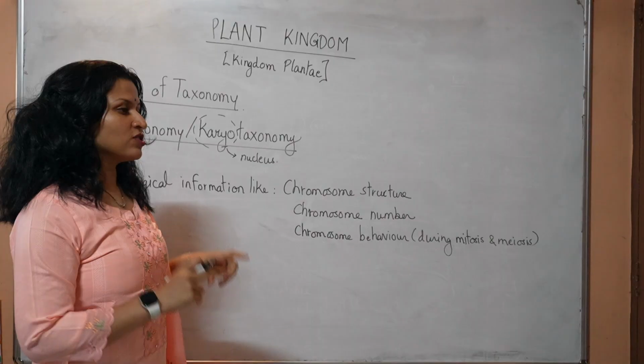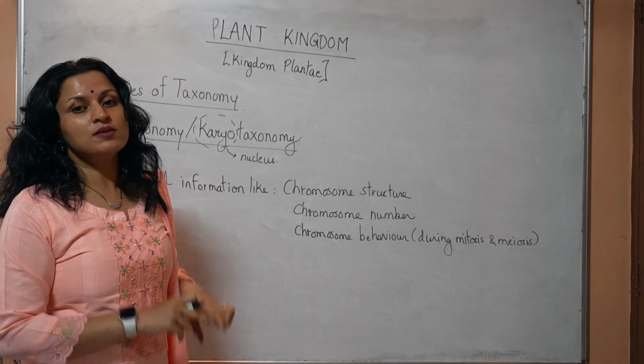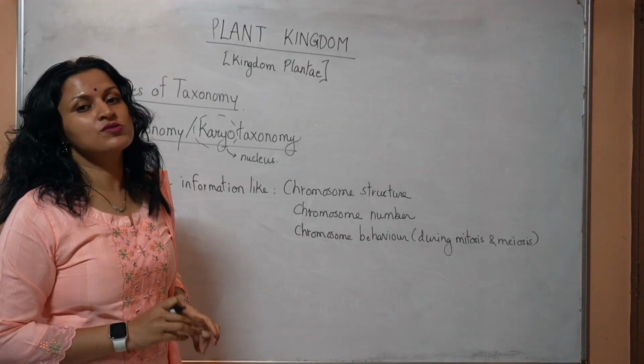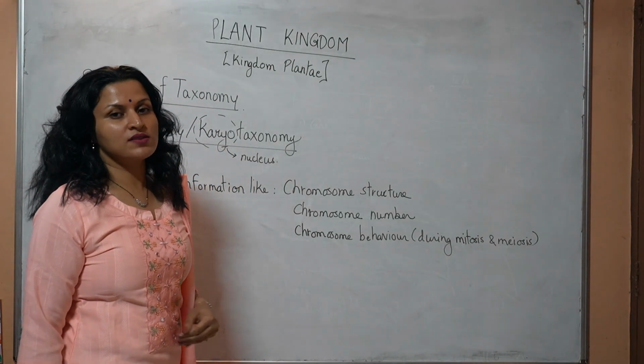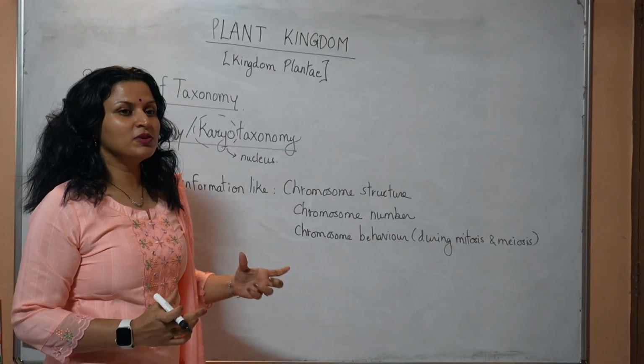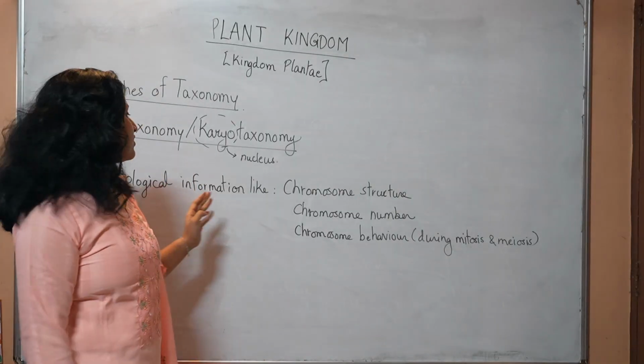The chromosome structures, chromosome numbers of closely related species will be similar and they will behave also similarly. Chimpanzees have 48 chromosomes, humans have 46 chromosomes, and the chromosomes will be very similar in structure as well, very similar genes also. So that is cytotaxonomy.